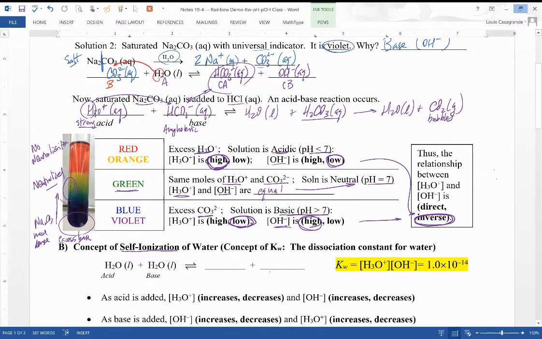So acids ionize to form hydronium ion, and a base is ionized to form hydroxide ion. Water itself undergoes this ionization in which two water molecules interact. One of them acts as an acid and gives up a proton. So let's take that proton. One of them acts as a base and accepts that proton. And what we end up with is the following. We end up with hydroxide, which is the conjugate base, and we end up with hydronium ion.